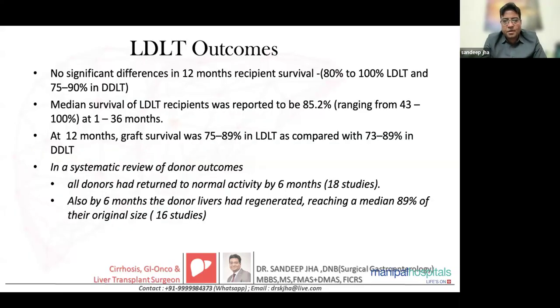Then LDLT outcomes, they are very good these days. The one year survival is 90 to 95%, and recent data says the 5 year survival is close to 70 to 80%. So that means if you transplant 100 patients today with living donor liver transplant, around 70 to 80% will live 5 years and longer.